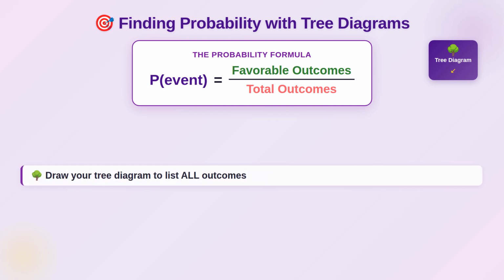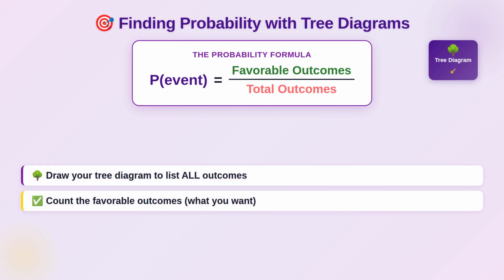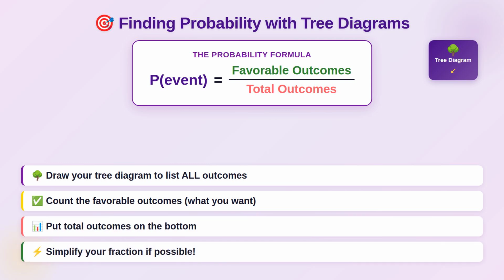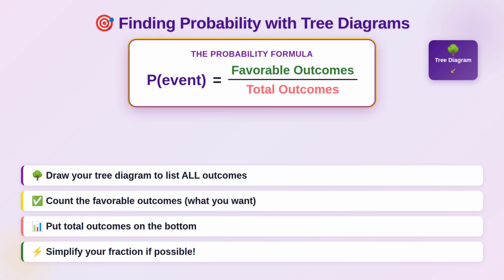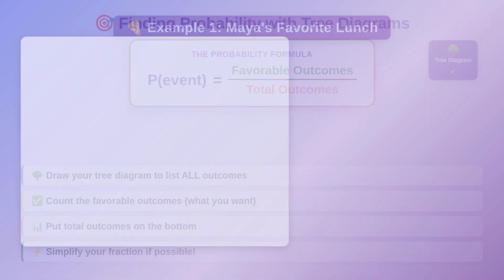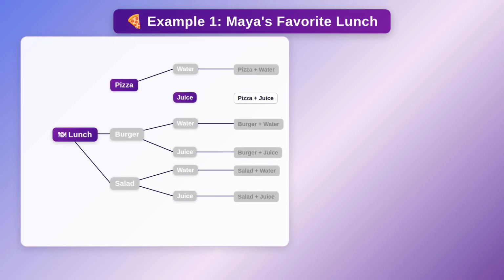Now for the big payoff. Once your tree diagram is drawn, calculating probability is a breeze. You use this formula. Probability equals the number of favorable outcomes divided by the total number of outcomes. The tree diagram already shows you all the outcomes, so you just count the ones you want on top, put the total on the bottom, and simplify if you can. Maya's tree diagram just made probability so much easier.